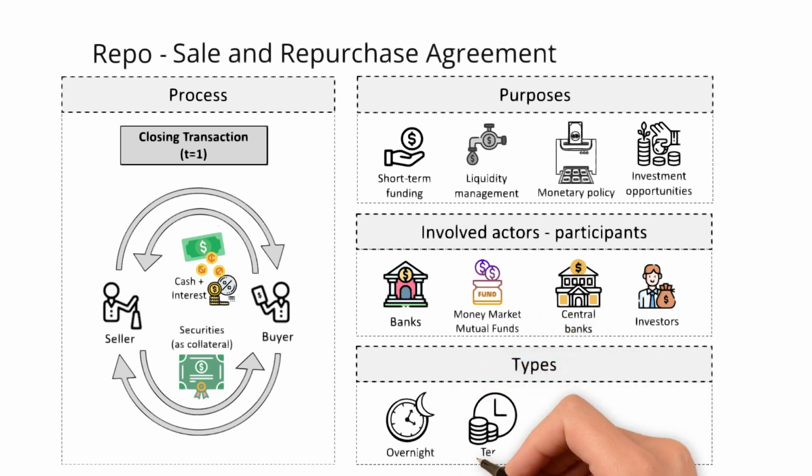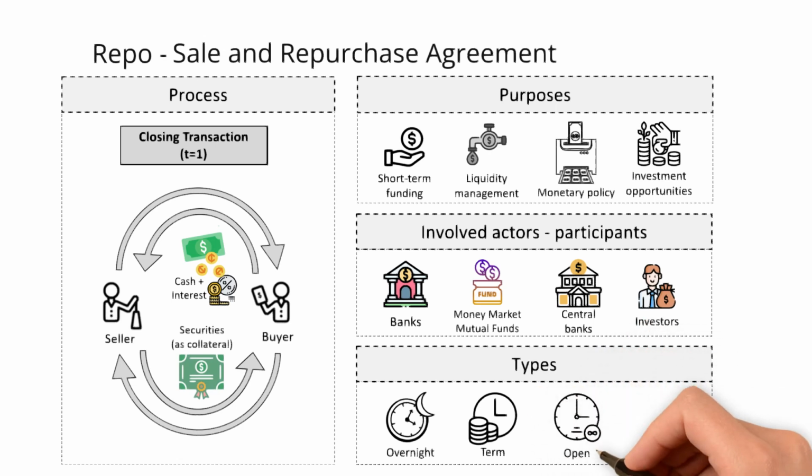Term repo. A term repo has a fixed maturity date longer than overnight repos. The buyer and seller agree on a specific term, such as 1 week, 1 month, or even longer. Term repos allow participants to secure funding or invest funds for a specific period, offering greater flexibility than overnight repos.